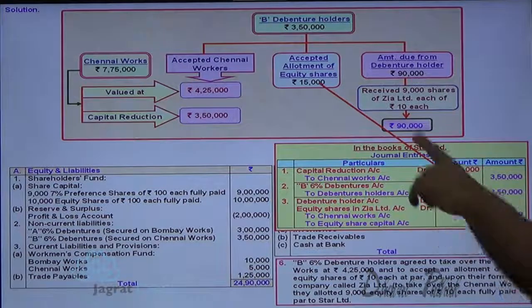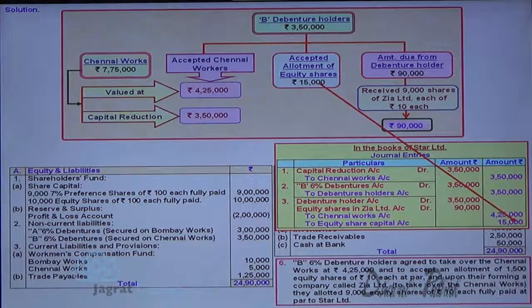So this is how this transaction is being recorded. Debenture holders are paid 3,50,000. So my liability settled 3,50,000. I got the shares of Zia Limited 90,000, debit what comes in. I have transferred the Chennai factory, Chennai Works 4,25,000. And also I have allotted the shares of 15,000 to a new company, or say debenture holders. This is how the journal entries are recorded.